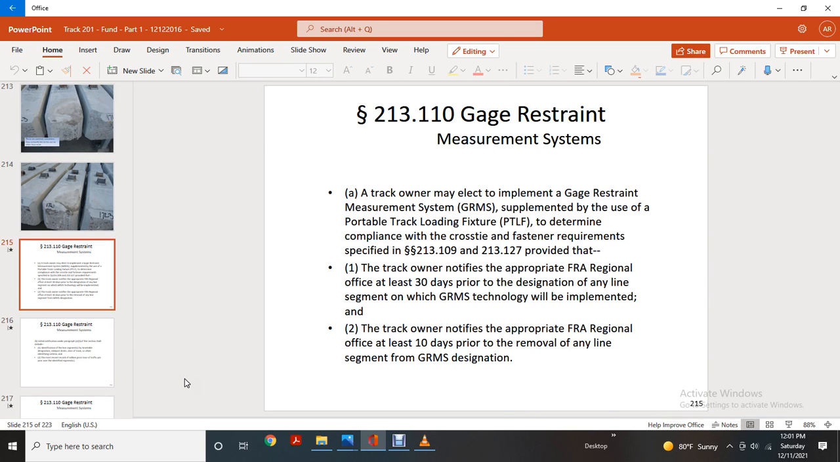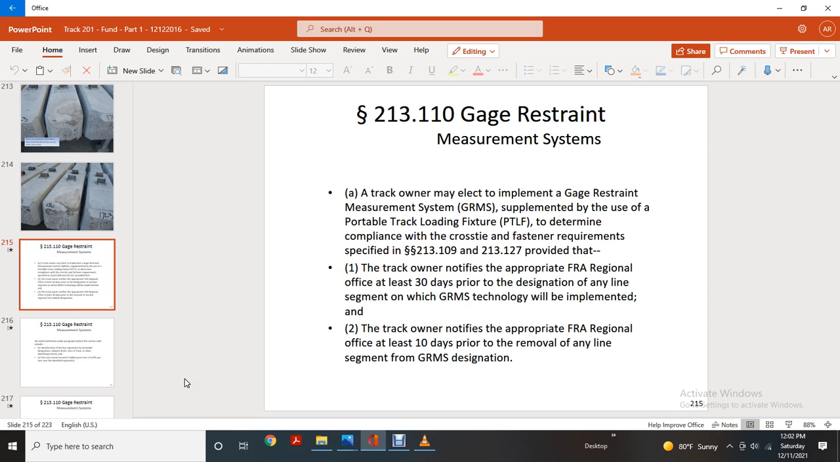213.110 gauge restraint measurement system. A track owner of the main likely implement with a gauge restraint measurement system supplemented with a portable track loading fixture to determine compliance with the cross tie fastener requirements specified in 213.109, 213.127, and provided the track owner notified the appropriate FRA regional office at least 30 days of the designation.